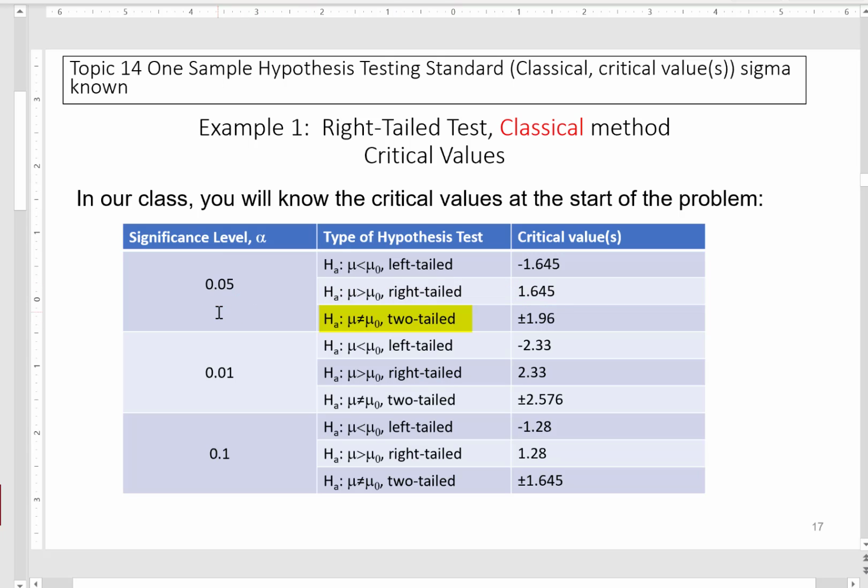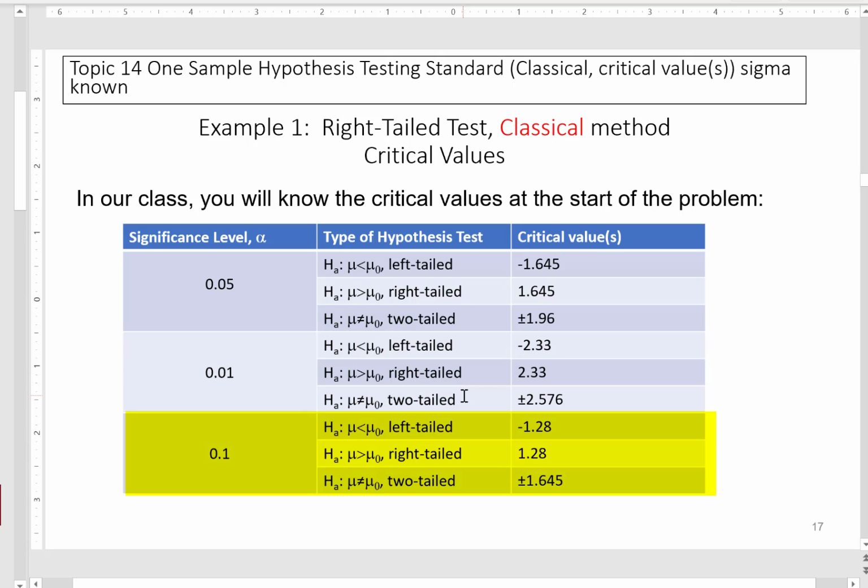And for a two-tailed test at a 0.05 significance level, your critical values, you'll have two of them, will always be plus or minus 1.96. And the same for 0.01. For a left-tailed test, it's always negative 2.33. For a right-tailed, 2.33. And for a two-tailed, you have two critical values. You have to look in two different places. And it's plus or minus 2.576.